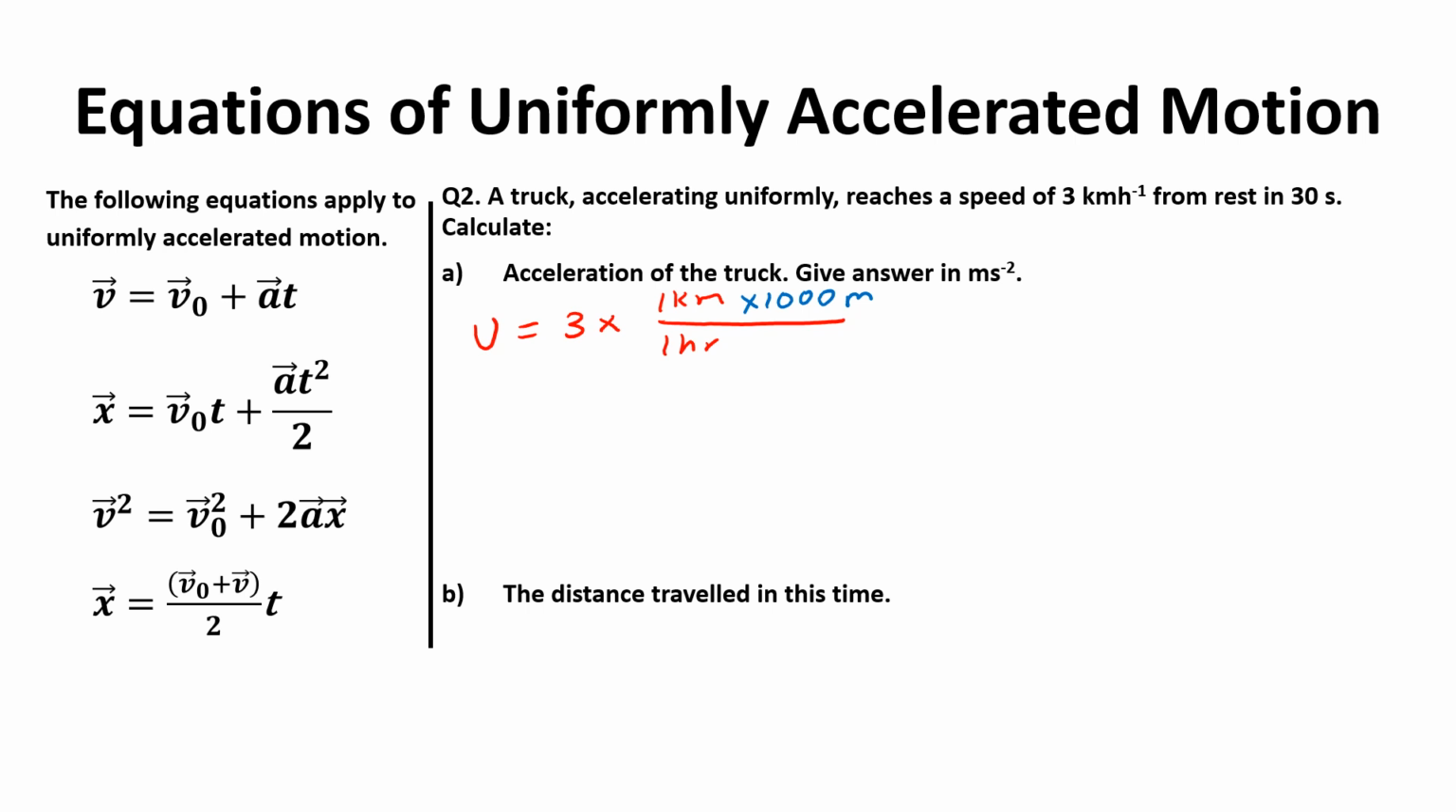And now we want to convert 1 hour to seconds. So 1 hour times 60 because there are 60 minutes in 1 hour. And now we can convert from minutes to seconds. Again, there are 60 seconds in 1 minute. So to convert from minutes to seconds, we need to multiply by 60 again. Okay, so now this is the same thing as 3 times 1,000 over 60 times 60.